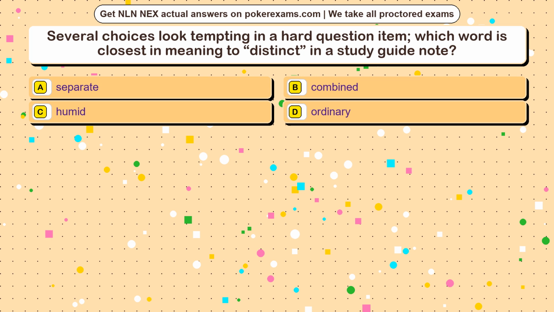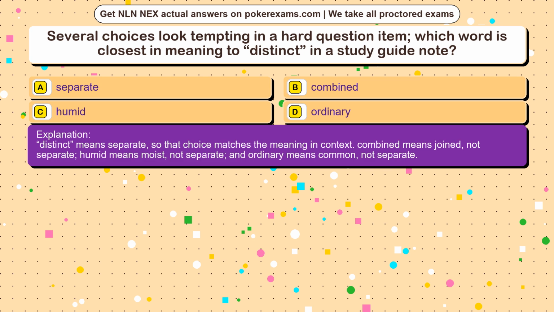The correct answer is option. Distinct means separate, so that choice matches the meaning in context. Combined means joined, not separate. Humid means moist, not separate, and ordinary means common, not separate.